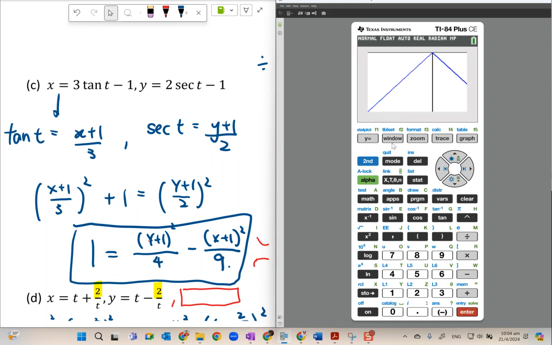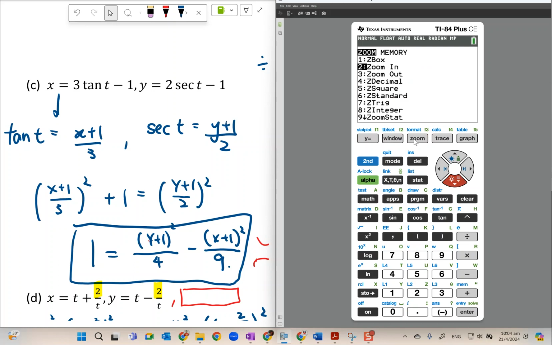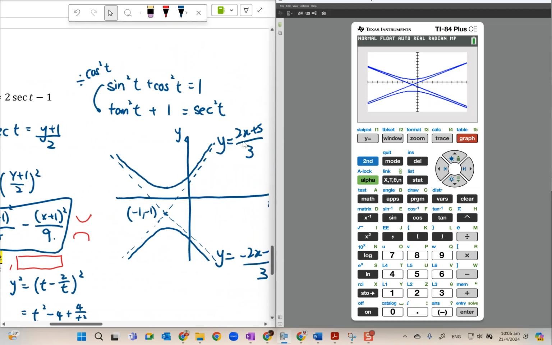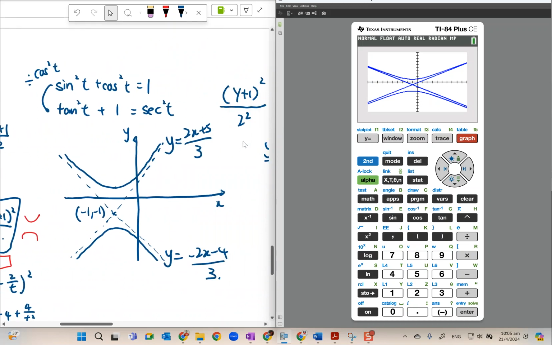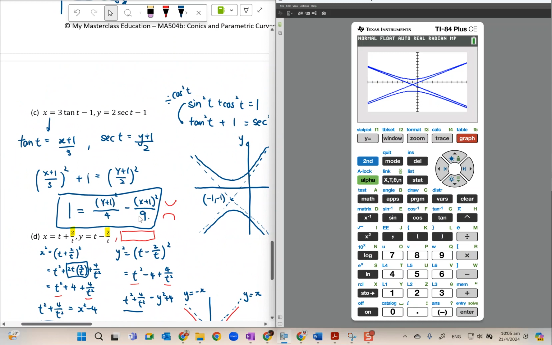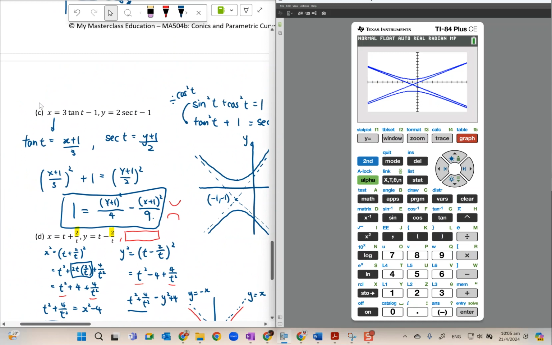Not very good as well, so I press zoom standard for minus 10, 10, minus 10, 10, and you can see over here, very nicely, the question did draw a hyperbola with the two asymptotes for you already. So don't just key in the Cartesian equation, because number one, your Cartesian equation may be wrong. So always key in the original question, because the original question is always correct.